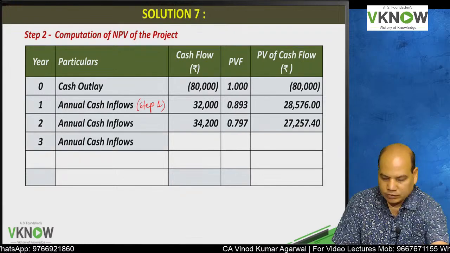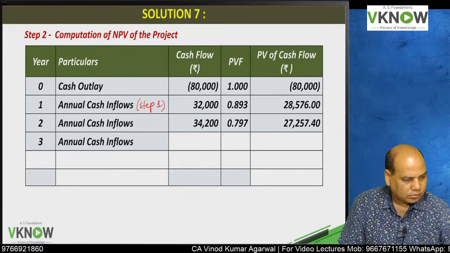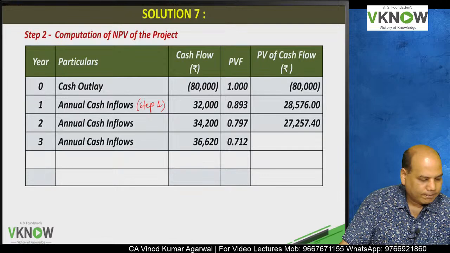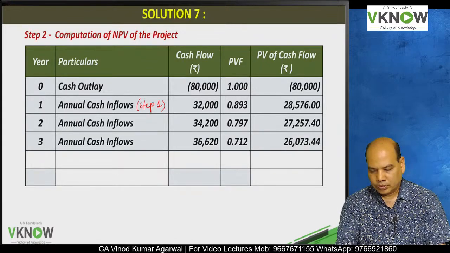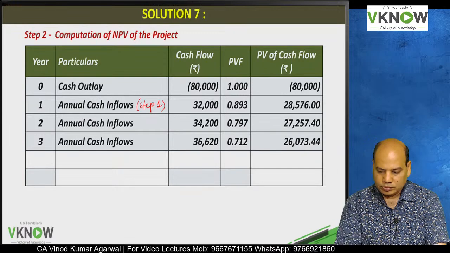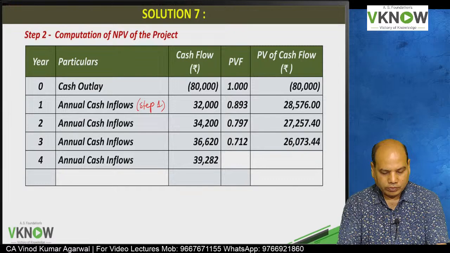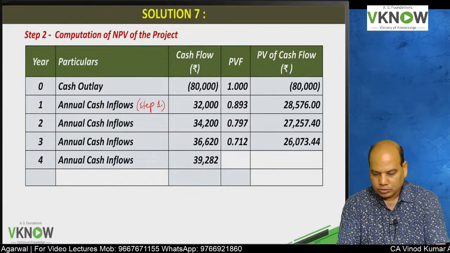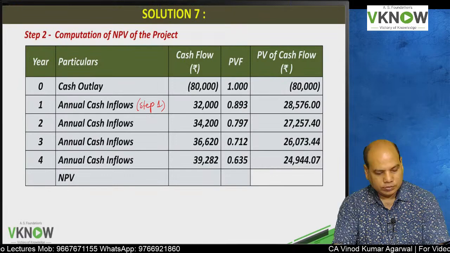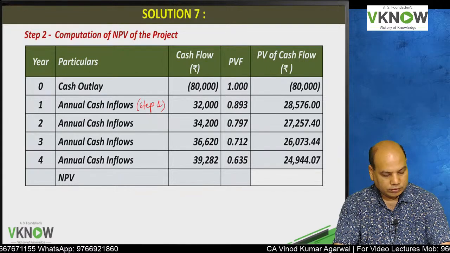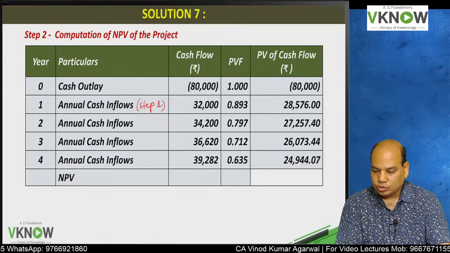27,257.40, then annual cash flow 36,620, multiply. 26,073.44. Year 4 annual cash flow 39,282, factor is given, multiply. 24,944. Take the total of the last column.